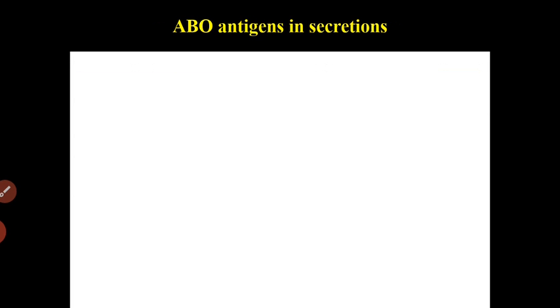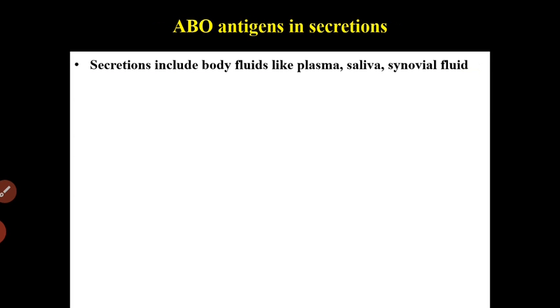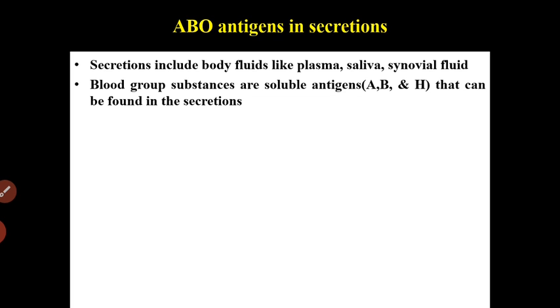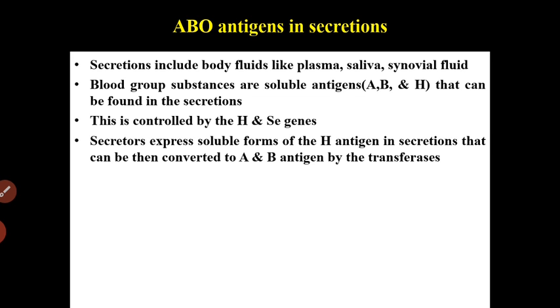Now, going ahead, as we were talking about the SE gene, now we will understand here ABO antigens in secretions. Secretions, as I told, might be any body fluids like plasma, saliva, or the synovial fluid. Now, blood group substances are soluble antigens, A, B, H, that can be found in the secretions. But how are they found? There must be some expressor gene. So, secretors express soluble forms of H antigen in secretions that can be converted to A and B antigen by the transferases. So, now you can understand, secretor gene is playing a major role in finding the soluble antigens in secretions. Okay.